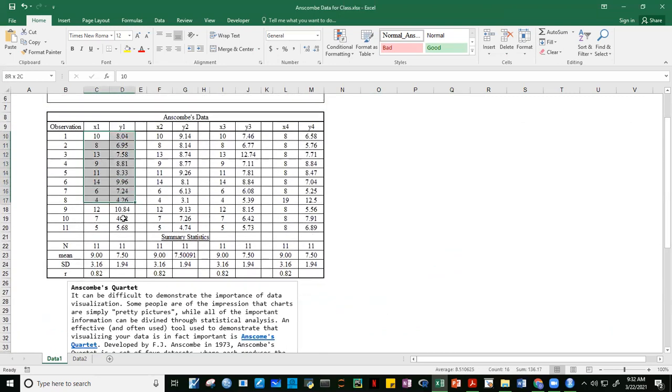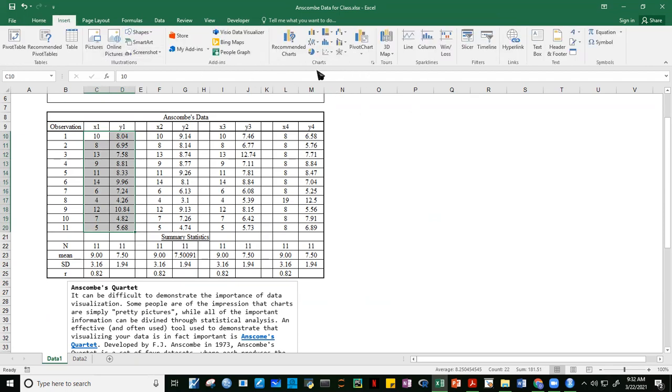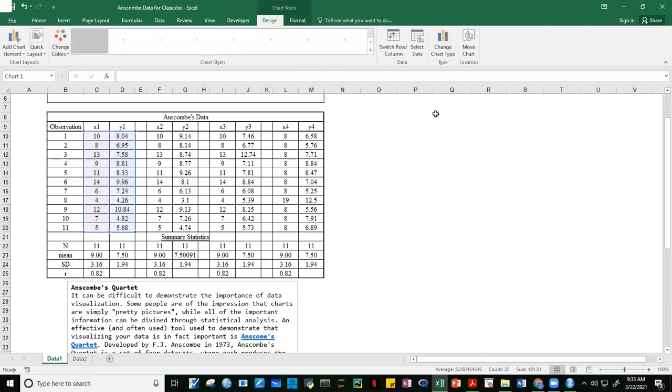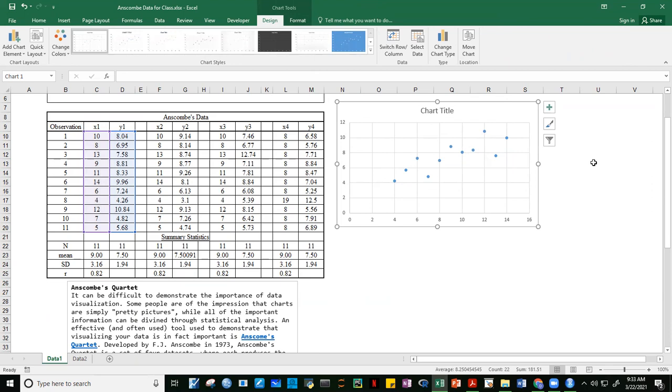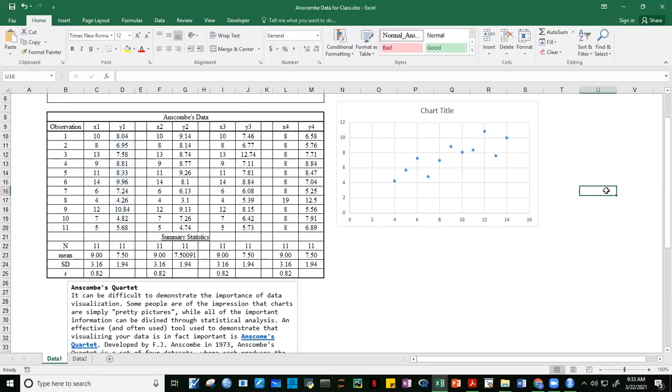Let me plot this first data set. Insert line chart. So this is the first plot. It's pretty. It seems to follow a trend, a linear trend. Okay. So this has a mean of 9 for the x-axis and 7.5 for the y-axis, and 3.16 standard deviation for x and for y, and then the correlation of the two variables x and y is 0.82.